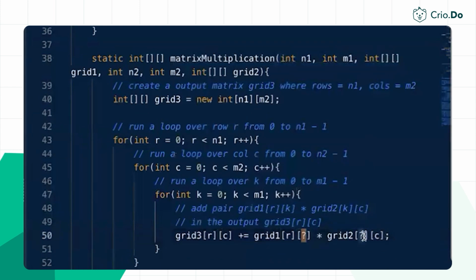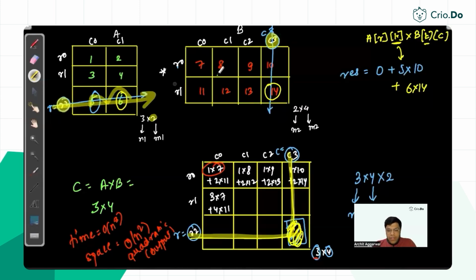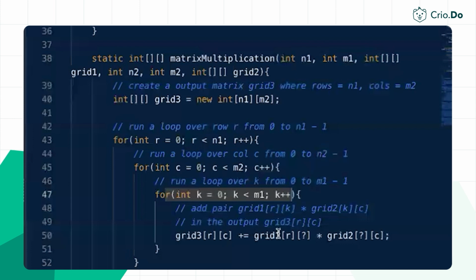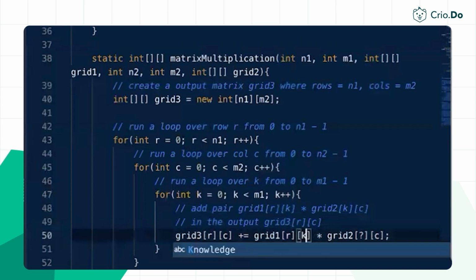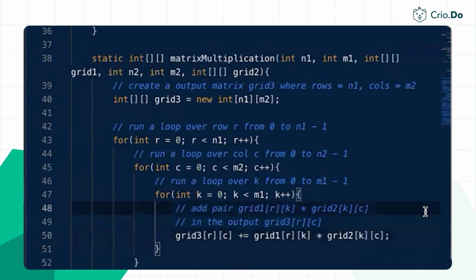Now, what about these two question marks? Both of those question marks are having same value. And what is those values? That is the common dimension. That is, we are running a loop over 5, 6, 10, 14 together and just multiplying correspondingly 5 with 10, 6 with 14. So we are running a loop over columns of first matrix using k variable and rows of the second matrix using the same k variable itself. So only 3 loops are required, not 4 loops.